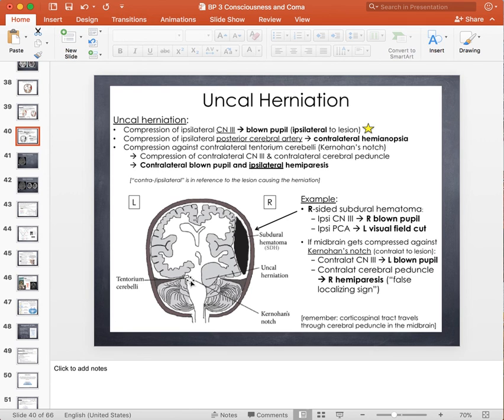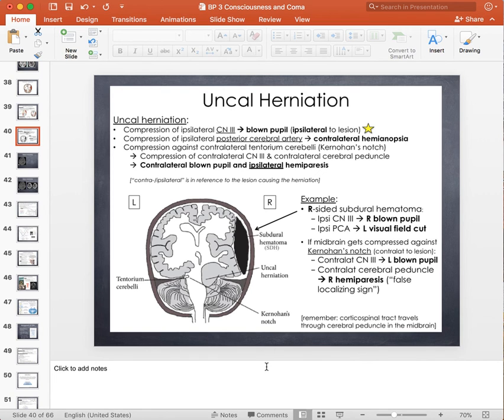And as things progress further, you get both blown pupils as well as the contralateral cerebral peduncle, which controls the contralateral side of the body. Yep. Contralateral plus contralateral equals ipsilateral weakness.